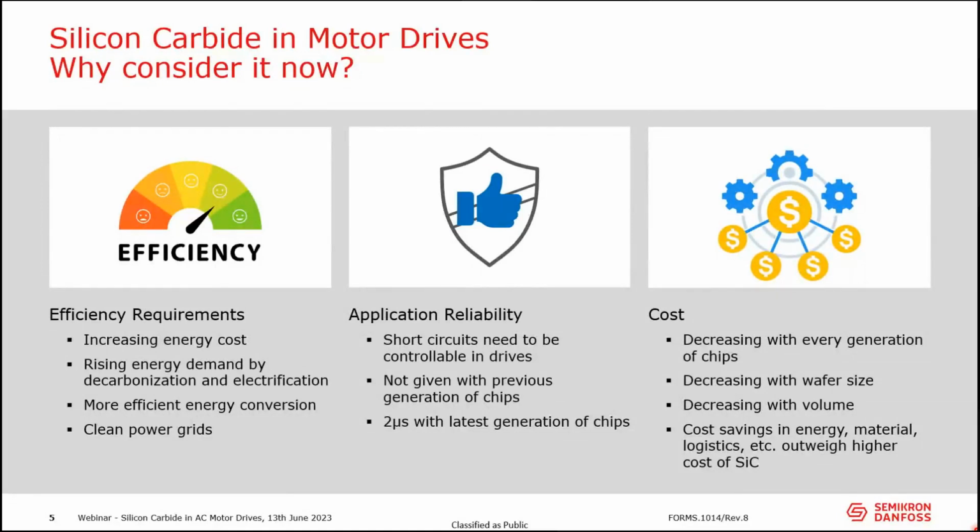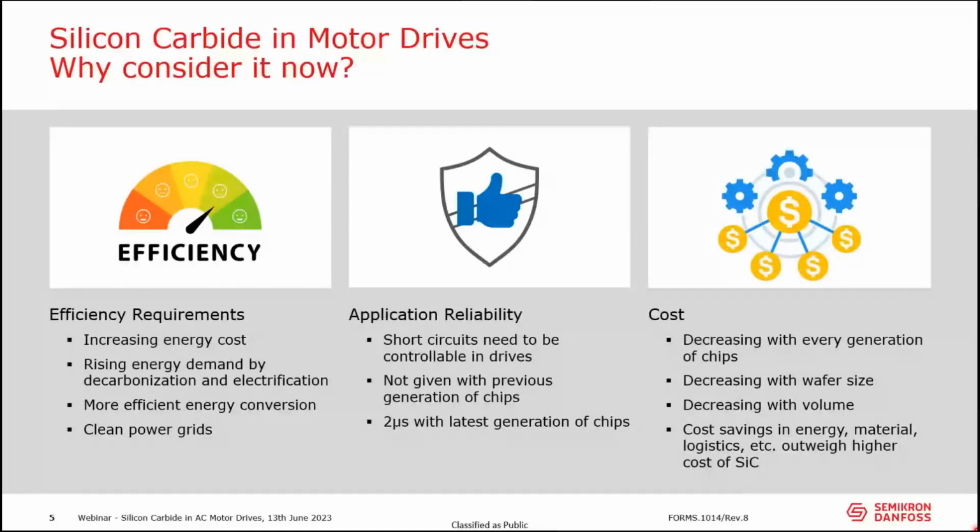That has several reasons. The wafer sizes get bigger, the chips get smaller with each generation, so we can make more chips from one wafer. That is decreasing the cost. But in general, as I said, we don't expect it to be anywhere near at the cost level of silicon.